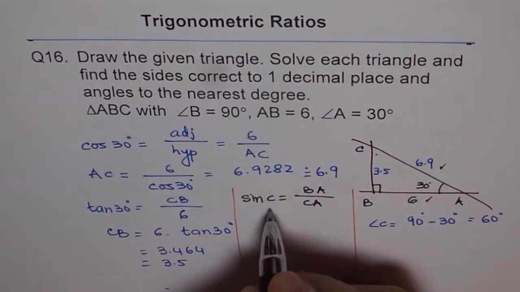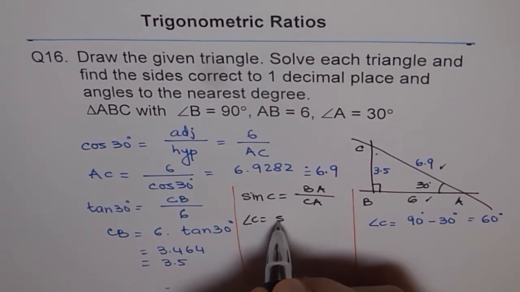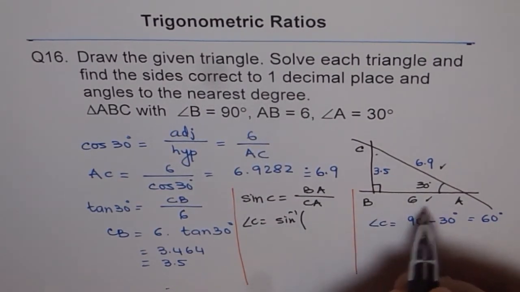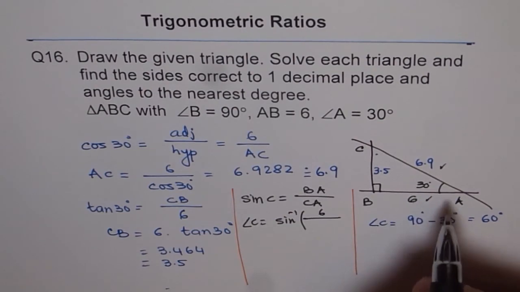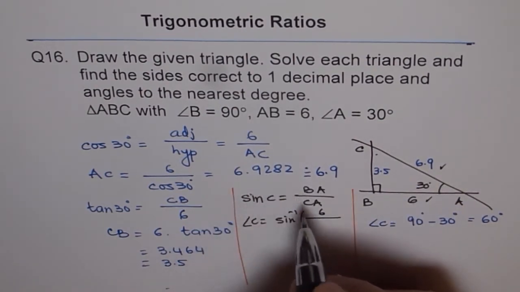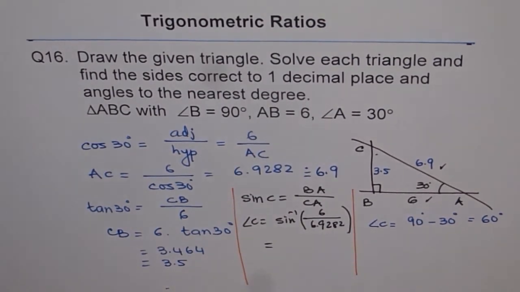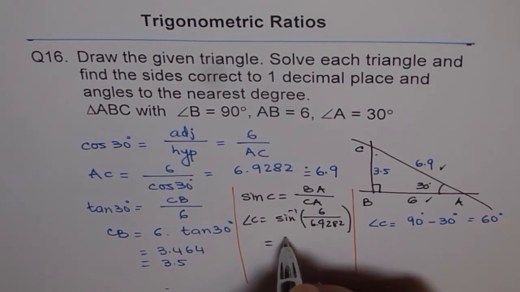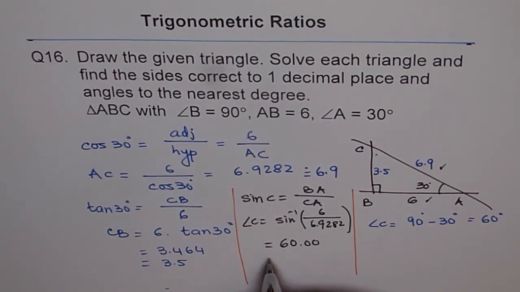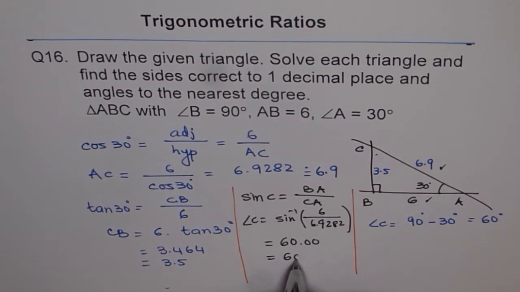Correct? Now, so angle C will equal sine inverse of BA, which is 6, divided by CA. So I'll not use 6.9, I'll use 6.9282. And then figure out the value. So we've got sine inverse of 6 divided by 6.9282 equals 60.00. So we get 60.00. And rounding it to one decimal place, we get 60 degrees, correct?